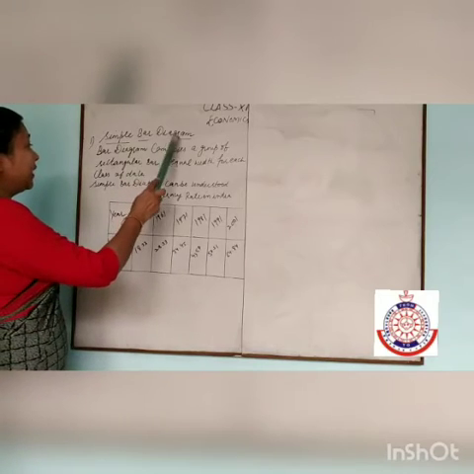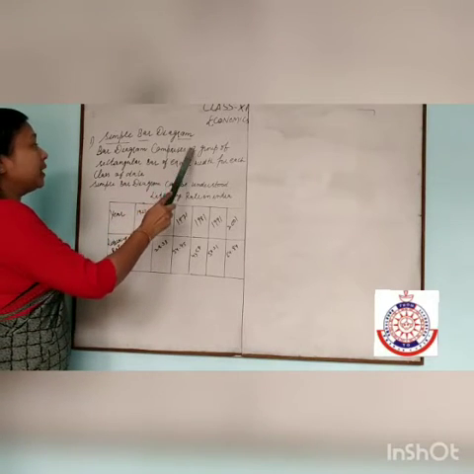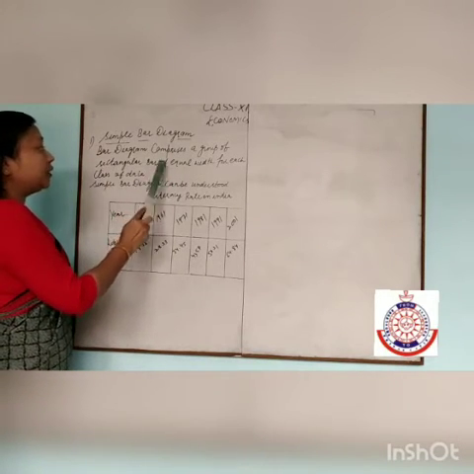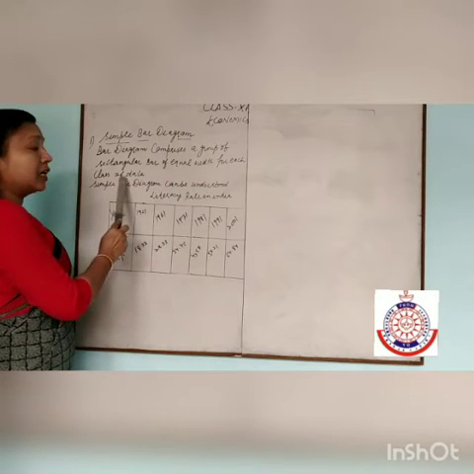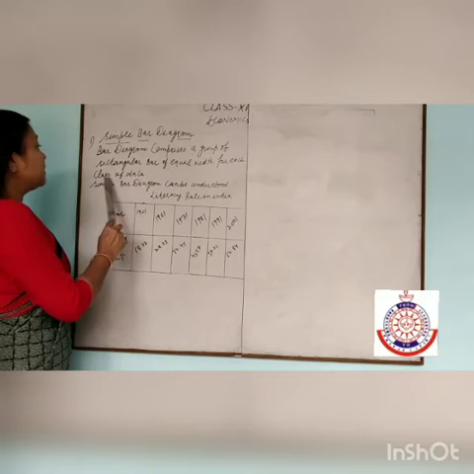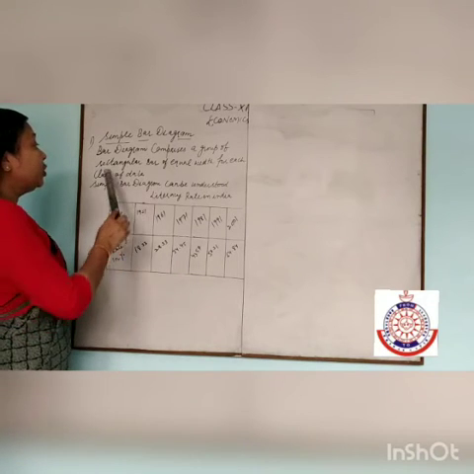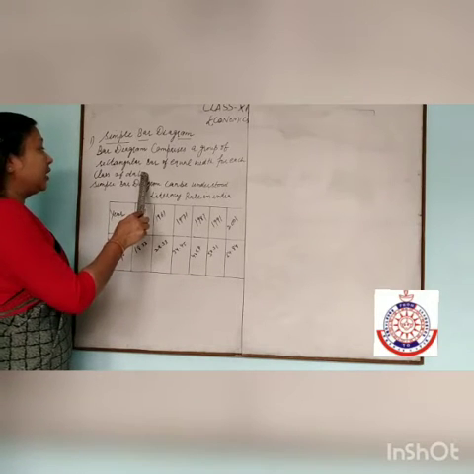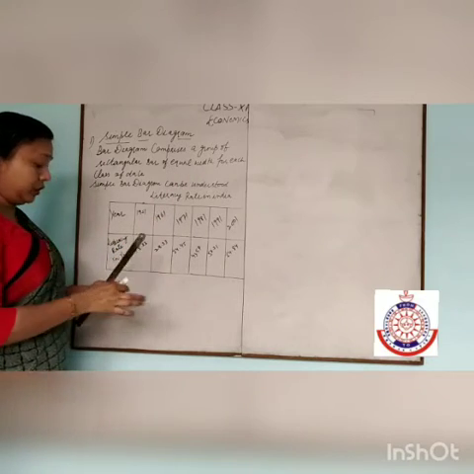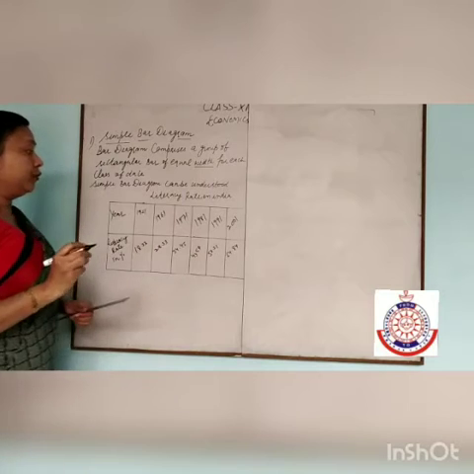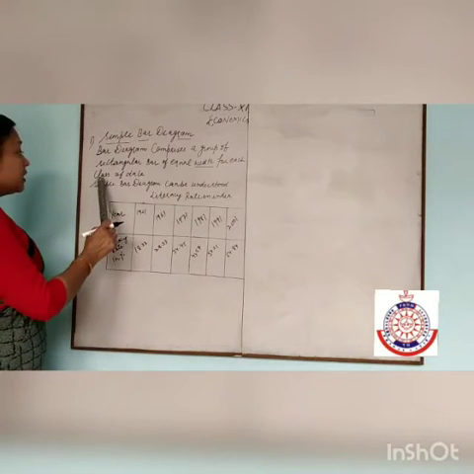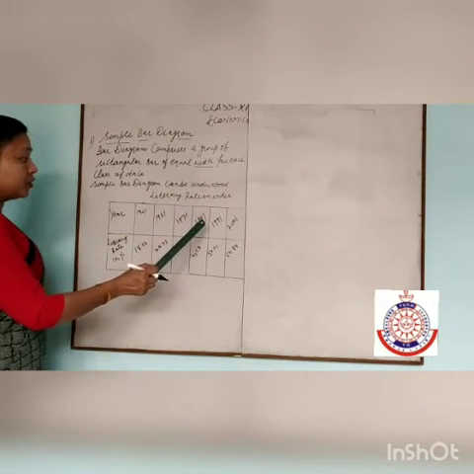In a simple bar diagram, there is a group of rectangular bars of equal width for each class of data. Here I am saying rectangular, but we are not considering area, we are taking only the width. Width should be equal for different bars. Now, simple bar diagram can be understood.